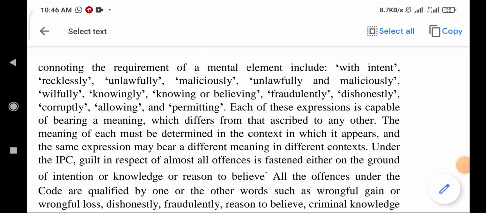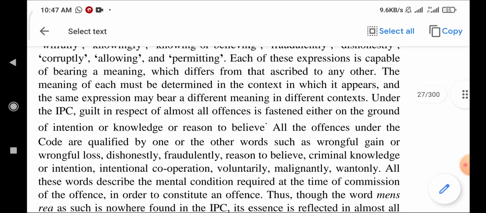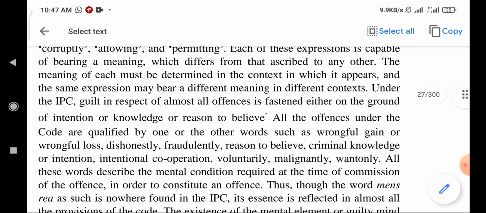Guilt in respect of almost all the offences is fastened either on the ground of intention, knowledge, or reason to believe. All the offences under the code are qualified by one or the other words, such as wrongful gain or wrongful loss, dishonestly, fraudulently, reason to believe, criminal knowledge or intention, cooperation, voluntarily, malignantly, wantonly. All these words describe the mental condition required at the time of commission of the offense.